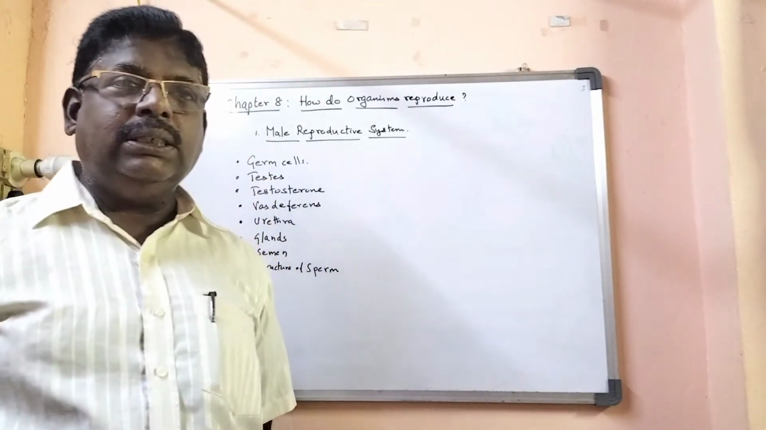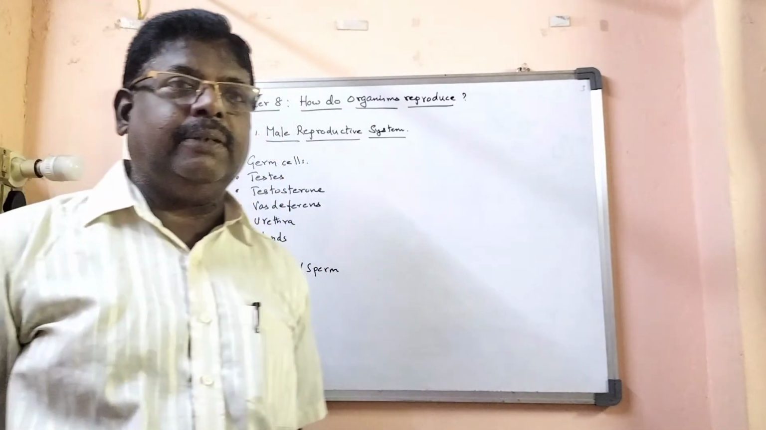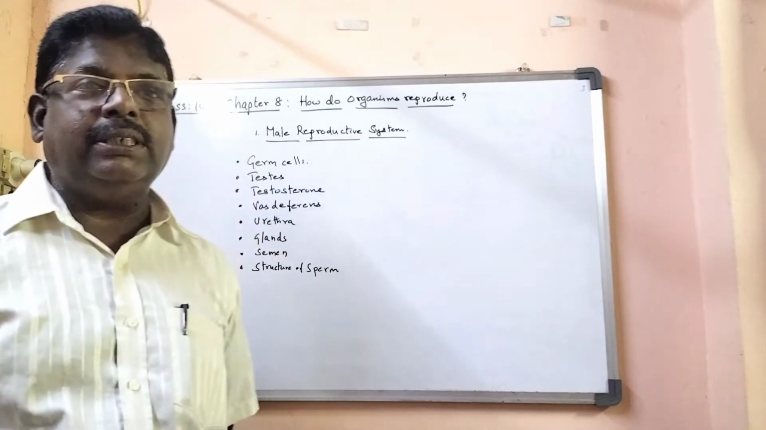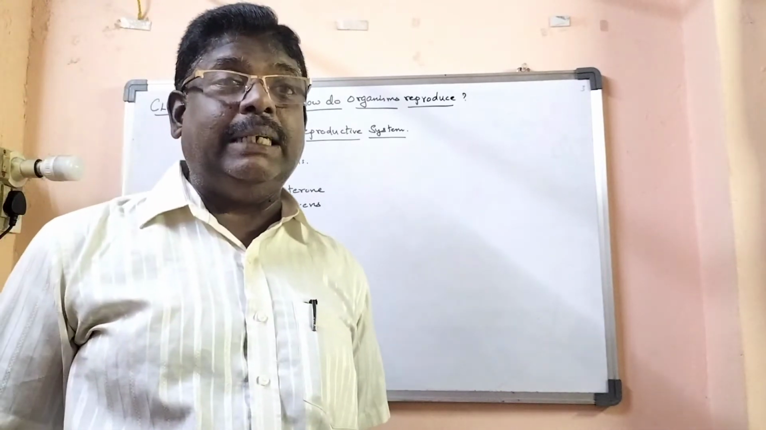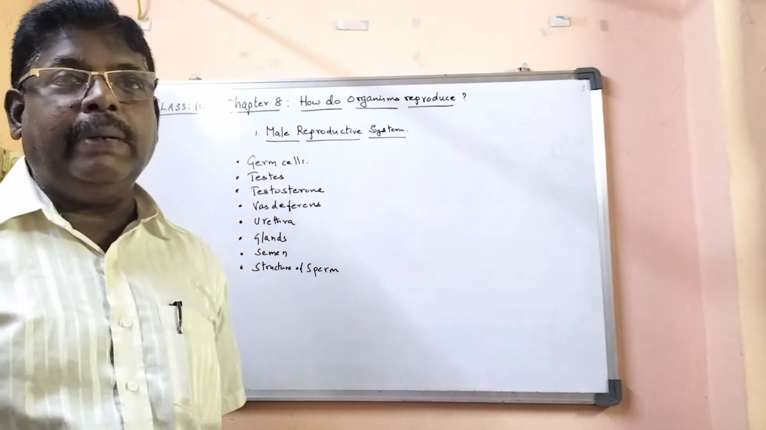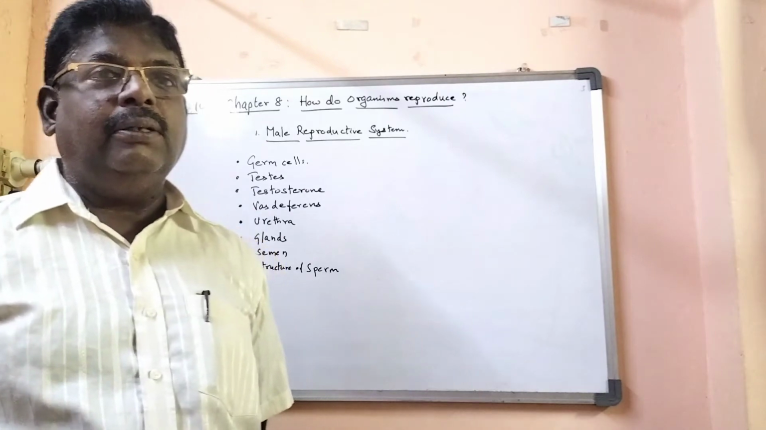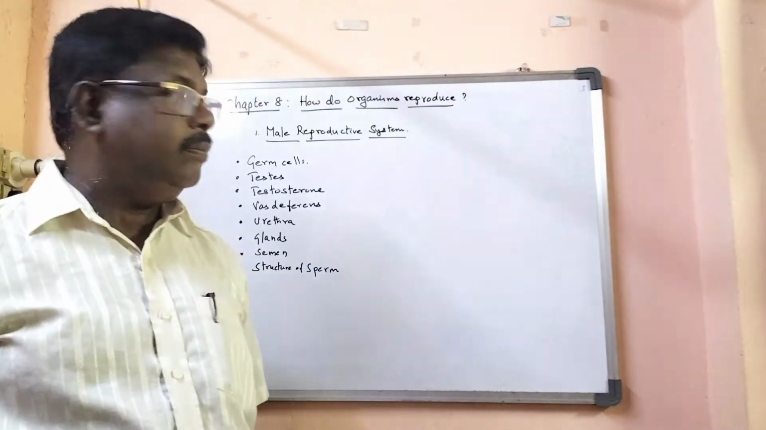So what are germ cells? They are nothing but reproductive cells or sex cells or gametes. We have different names. Germ cells are also known as reproductive cells, sex cells, gametes. Here we are talking about the male reproductive system, so the male germ cell is sperm.